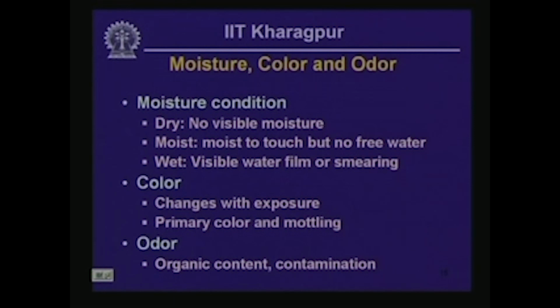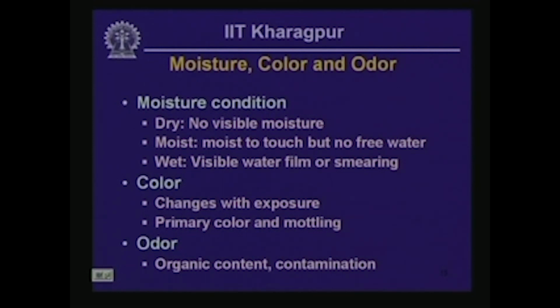Then you have to describe moisture, color and odor of a particular soil deposit. Moisture condition could be dry to wet. Dry means there is no visible moisture. Moist means the deposit is moist to touch, but there is no free water, and wet means there is free water, a free water film present on the surfaces of the individual particles.